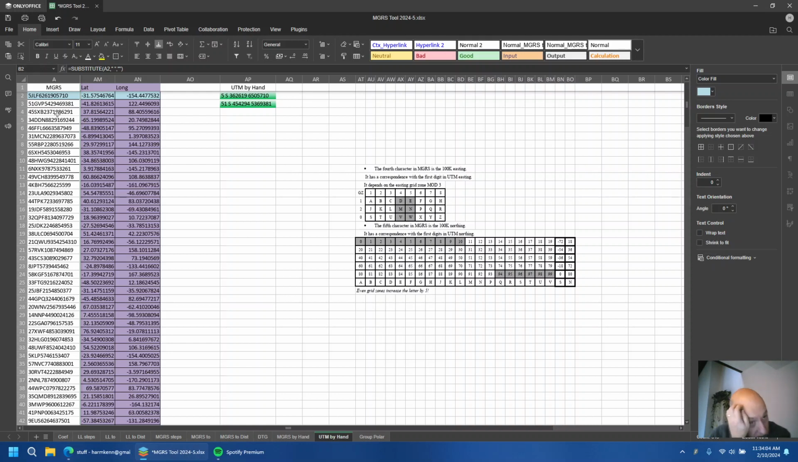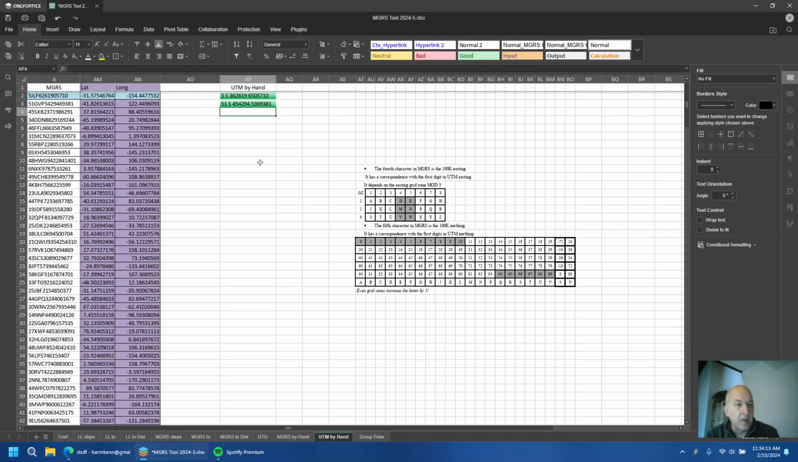The first thing I want to look at is the 45, which is the grid zone that we're in. Now UTM doesn't need a northern grid square letter. All it really needs to know is is it in the northern hemisphere or the southern hemisphere? And the way we decide that is we look at the latitude. If the latitude is positive, then we're in the northern hemisphere. If the latitude is negative, we're in the southern hemisphere. So this one is in the northern hemisphere.